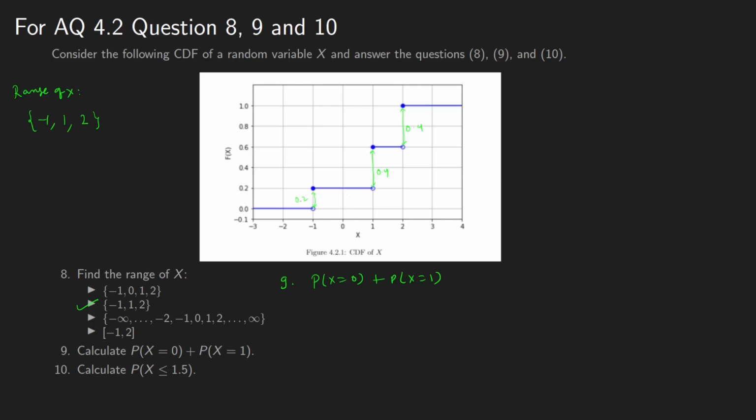At 0 we see that there is no jump, it is constant. It means the probability is 0, and also 0 does not fall in the range of x, so 0 is taken with 0 probability. What about 1? At 1 we already saw there was a jump, and how much was the jump? It was 0.4. So 0.4 is the probability with which this value is taken. So if we calculate the total, it will be 0.4. So the answer for this is 0.4.